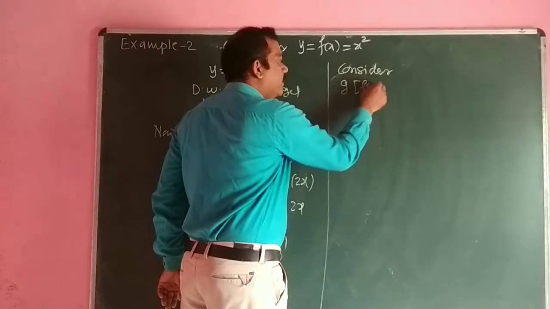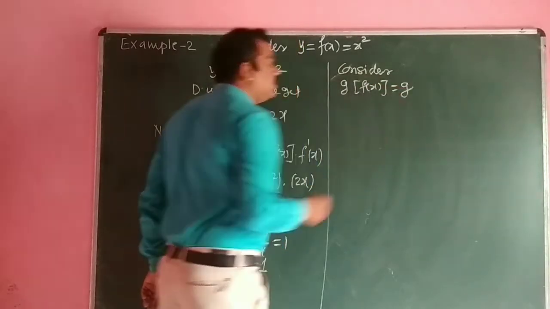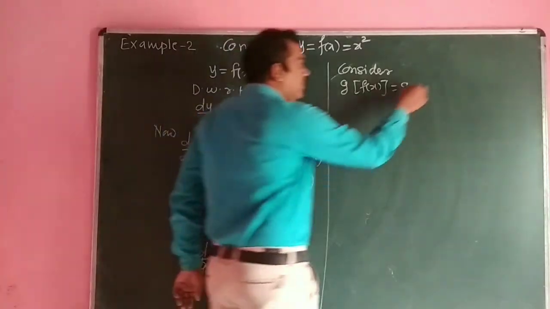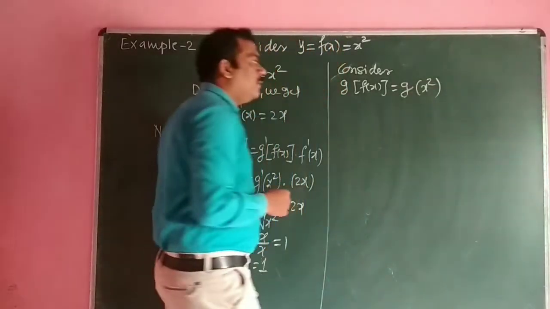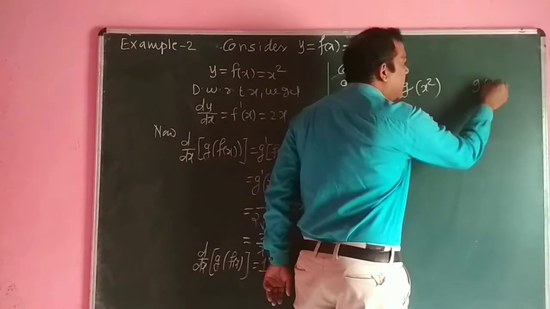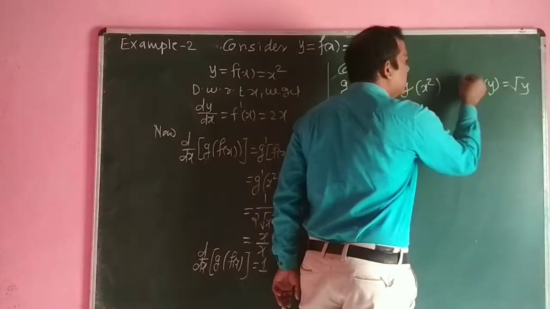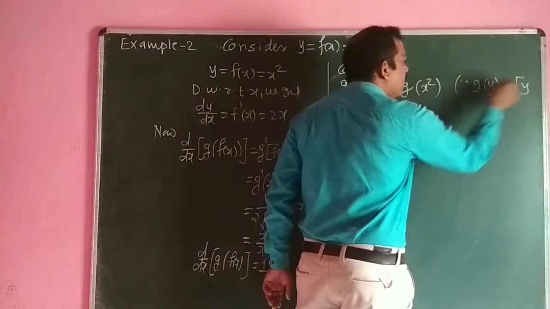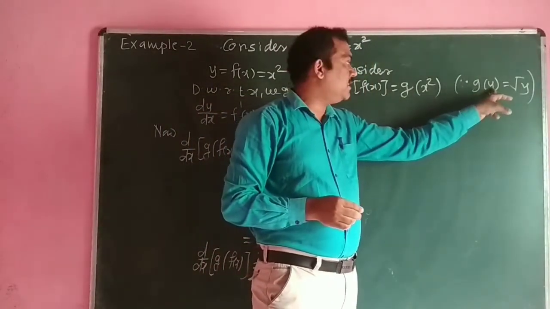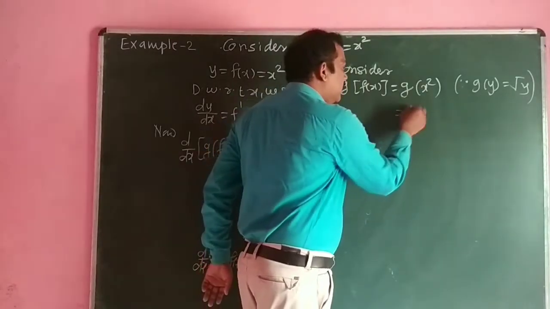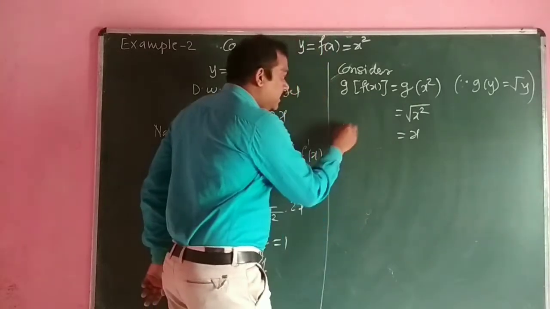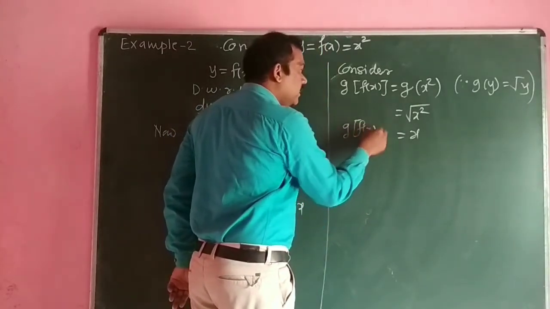Consider g of f of x is equal to g of, now what is the value of f of x? The value of f of x is nothing but x square. Already we have discussed that g of y is equal to root of y. Since g of y is nothing but root of y, it means that this y we have to replace by this x square. It means we get under square root of x square. Square and square root get cancelled, we get x. That is, g of f of x is equal to x.